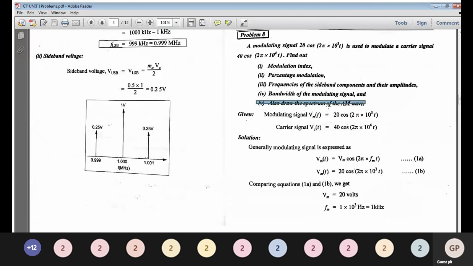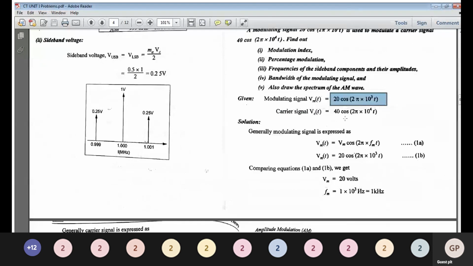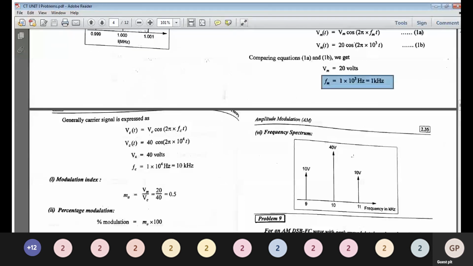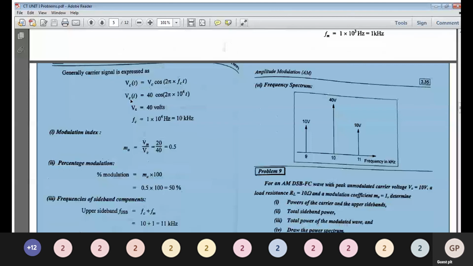First, the modulating signal 20 cos 2 pi into 10 power 3 t, and the carrier signal 40 cos 2 pi into 10 power 4 t. So we just have to write the equations. First we compare the modulating signal equation. Comparing these equations, the voltage value Vm is equal to 20. First write the voltage value of the modulating signal. Then the frequency term is also provided. Fm equal to 10 power 3 Hz, so the frequency of the modulating signal is 10 power 3, that is 1 kHz.